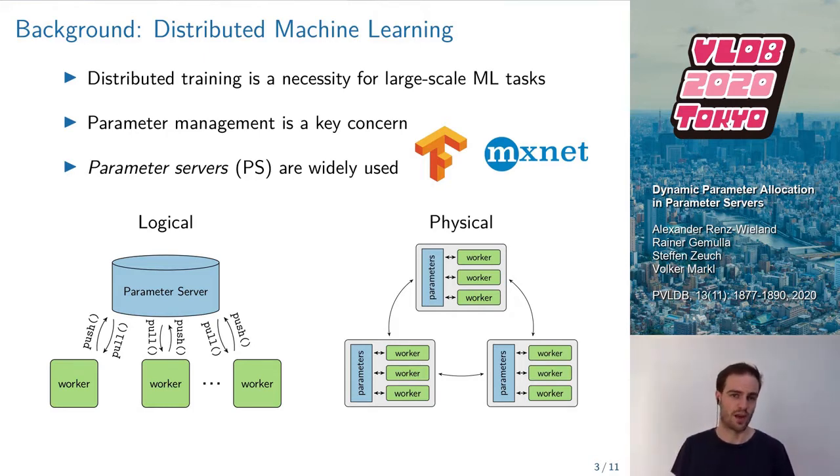Logically, you access one global parameter server, but physically parameters are usually partitioned to a couple of nodes. Usually these nodes coincide with the nodes that host the worker threads, such that for each worker thread there is some local parameters.